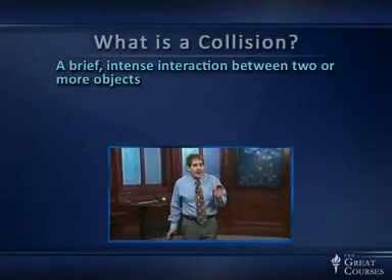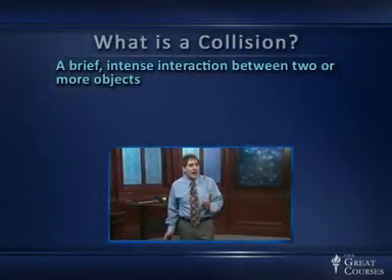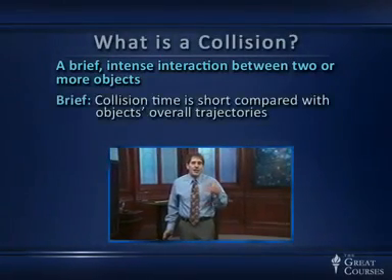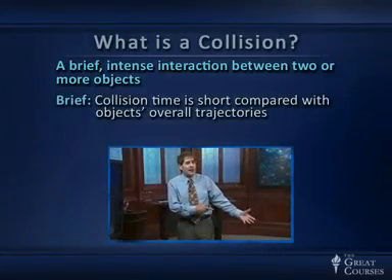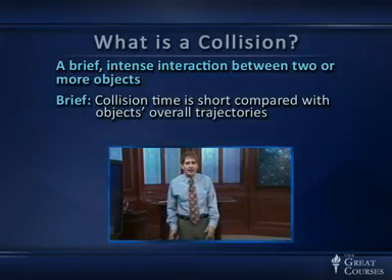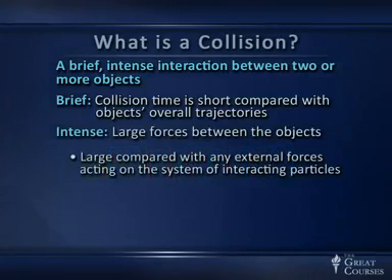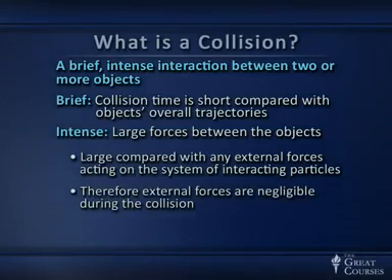A collision is an event in which a brief, intense interaction occurs between two or more objects. When I say it's brief, I mean the time involved is very short compared with, for example, the overall trajectories. So even though that collision between galaxies takes millions of years, that's a short time compared to the lifespan of those galaxies. It's intense. The forces between the objects are huge, much larger than any external forces acting on the system of the interacting particles, and therefore the external forces, even though they may be there, are negligible during the collision.